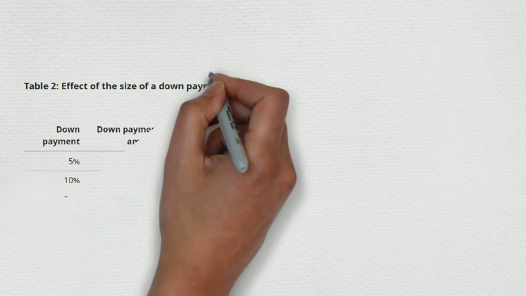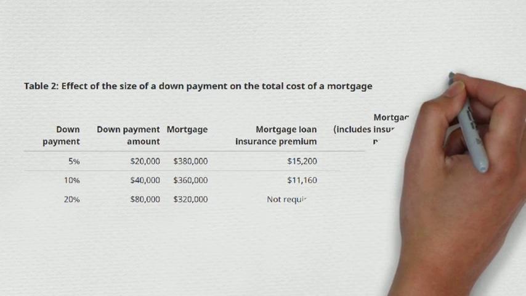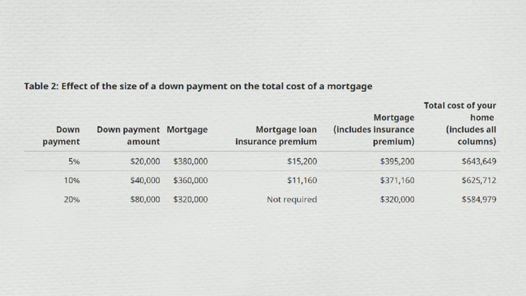If the down payment is 5% or $20,000, that gives you a mortgage of $380,000. With the mortgage loan insurance premium, that adds an additional $15,200, giving us a total of $395,200. Therefore, the total cost of your home comes down to $643,649.